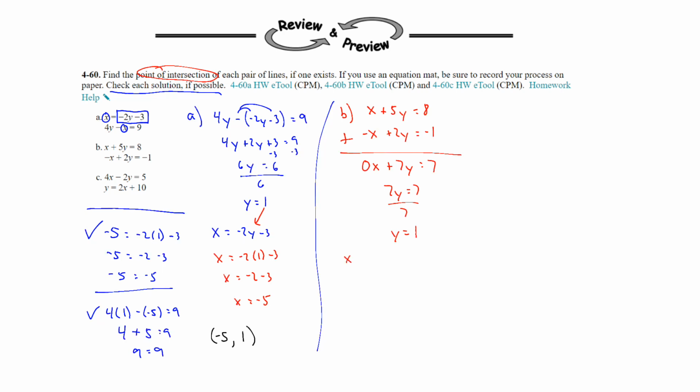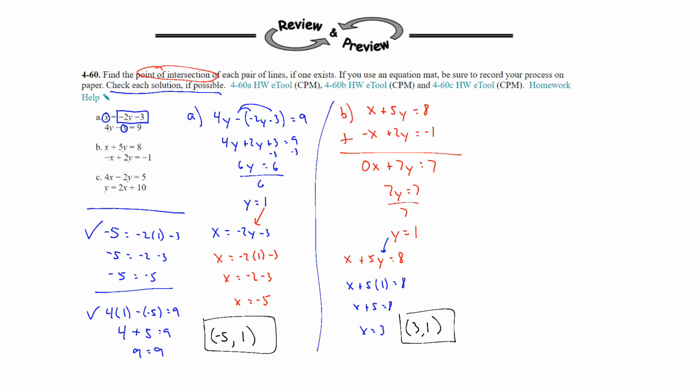Now we're going to take that value of y and substitute it back in to one of the two original equations. And so I'm going to plug it into the first one, and we get x plus 5 times 1. And so that would be x plus 5 equals 8. Subtract 5 from both sides, and we get x equals 3. So our solution is 3 comma 1.